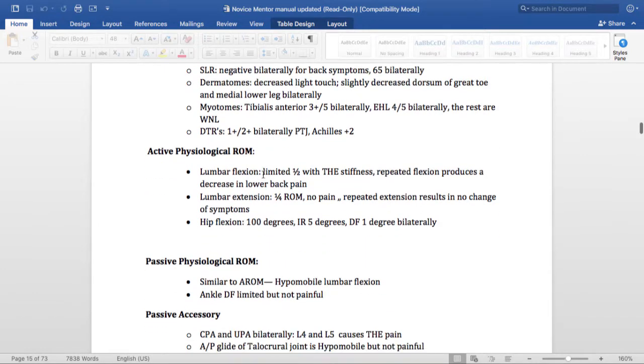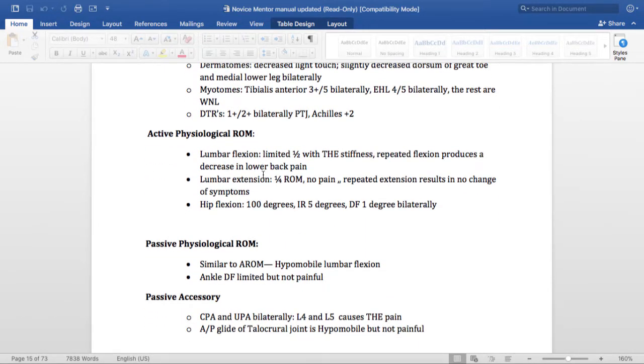As we go through the exam, point out to them that the pain is produced through the range, lower back pain, lumbar extension. The key is that extension is quarter range, no pain, restricted, repeated motion results. There's no change in the symptoms.